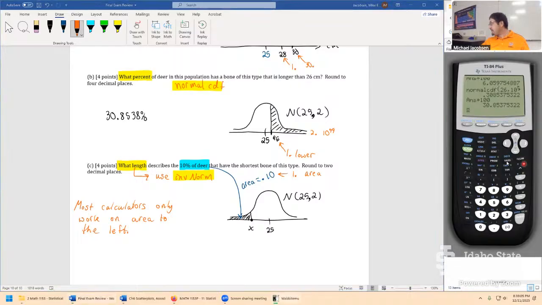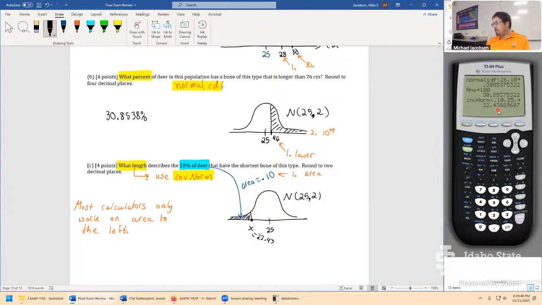Now hit second vars, go down to inverse norm, option 3. I wish it said area to the left, but they didn't quite fit that in. 0.10 or just 0.1 will do the job. Parameters we have to reset again to 25 and a 2. So that's your calculator output. Hit enter again, and this is what we get. X will be equal to, and don't make a weird mistake like I did with this graph, X had to be less than 25, so that's our check, which makes 22.43 seem plausible.